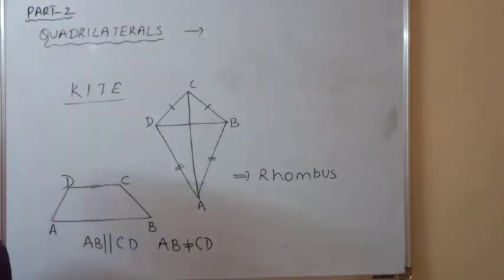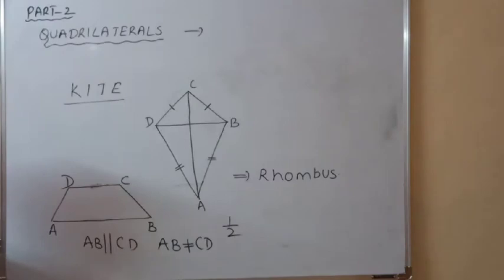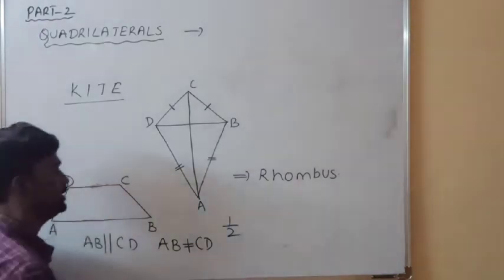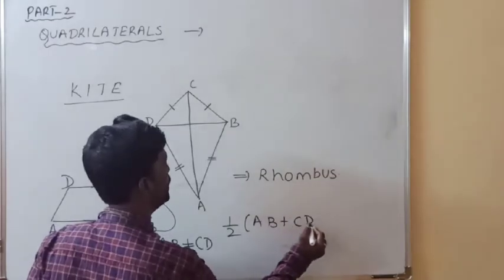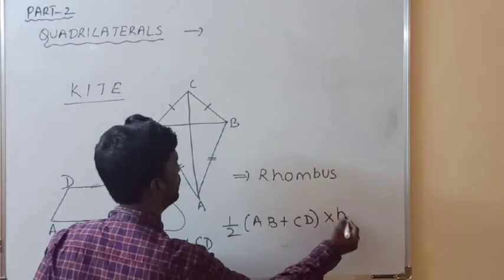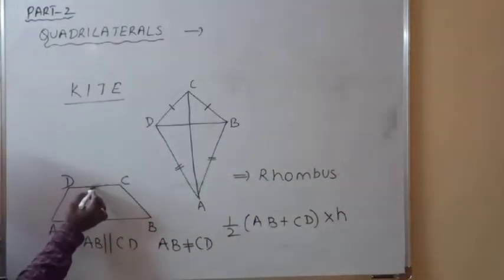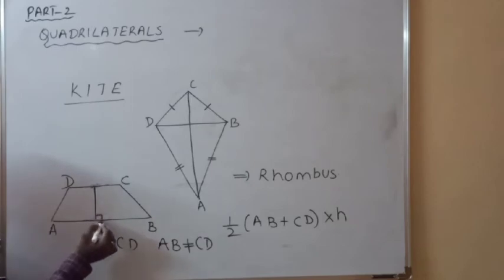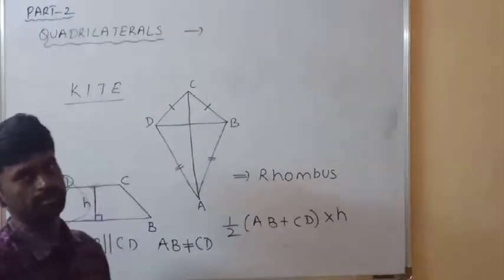What is the area of this trapezium? Half into sum of the parallel sides, that is AB plus CD, into height. What is that height? That height is nothing but the perpendicular distance between these two parallel sides. Okay. Half sum of the parallel sides into height.